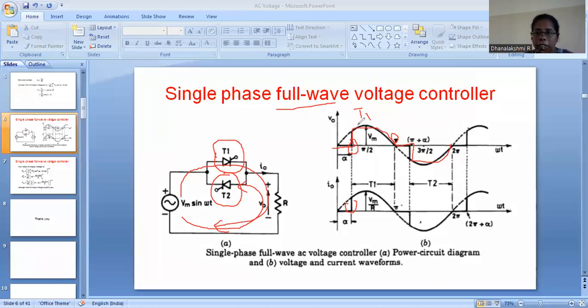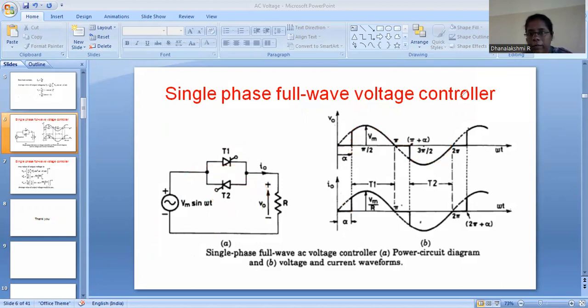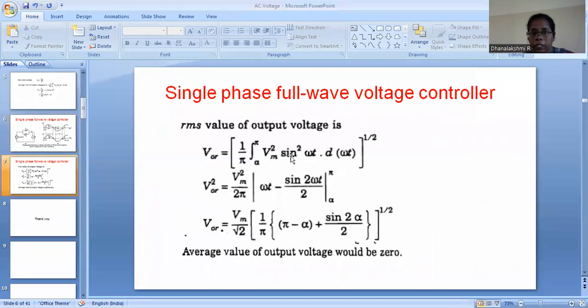Whereas in the half wave case we took the limits from alpha to 2 pi, now we are going to take the limits from alpha to pi, because here both the positive half cycle as well as the negative half cycle get controlled. So when we want to find the RMS value, the limits are taken from alpha to pi and the base is taken as pi, because the symmetry exists for a half cycle. That's why we take the base as pi and the limits from alpha to pi.